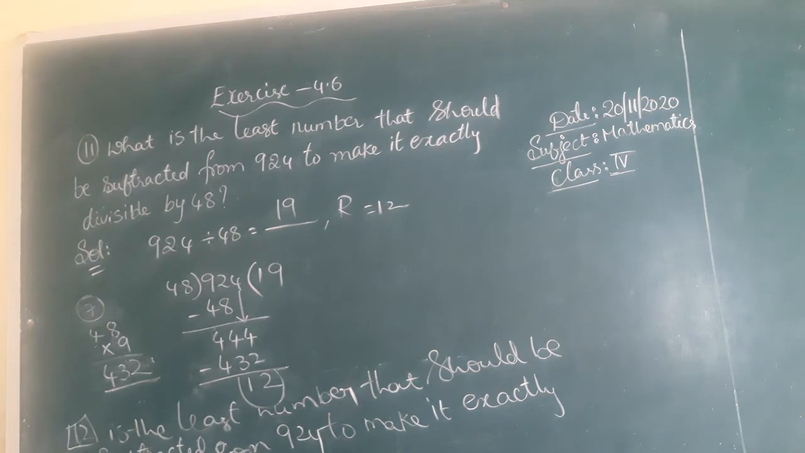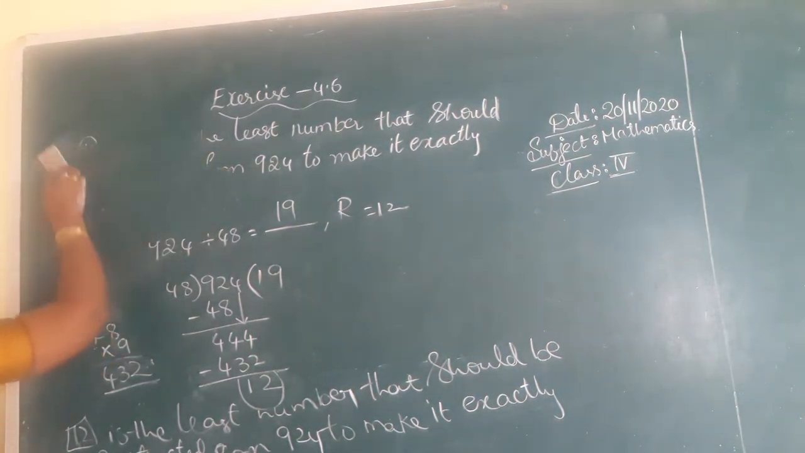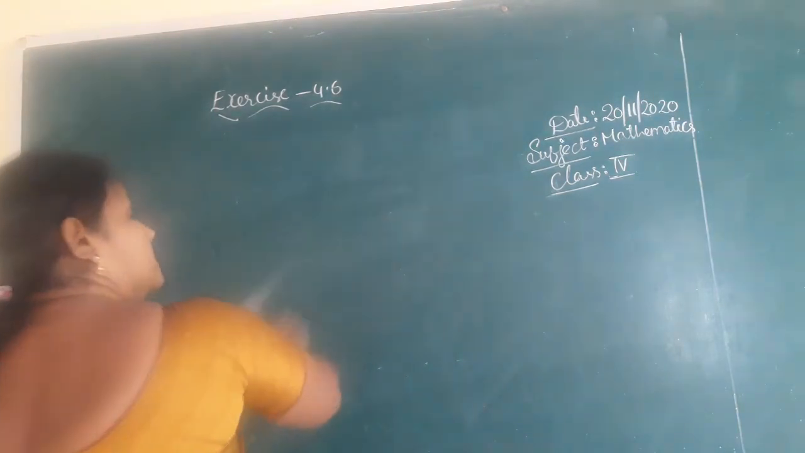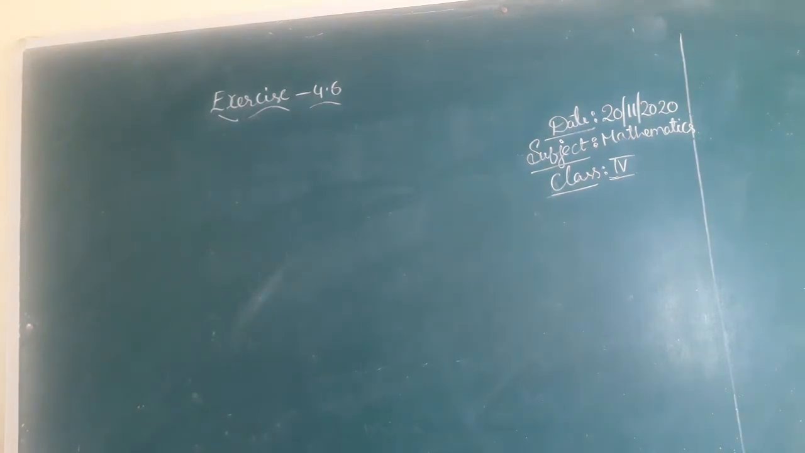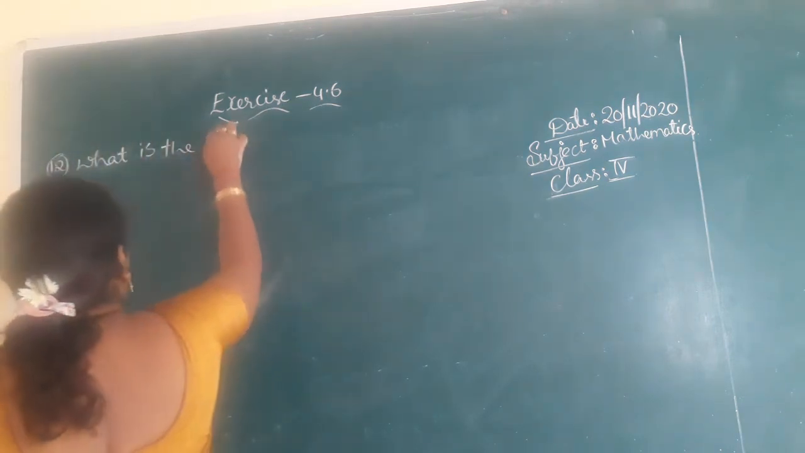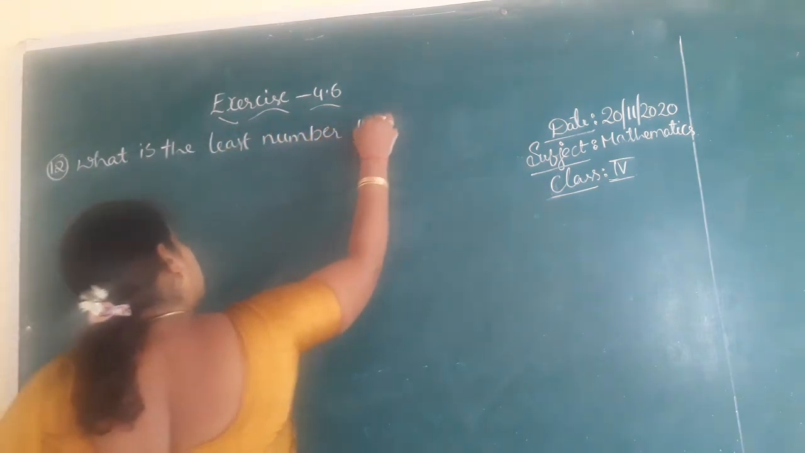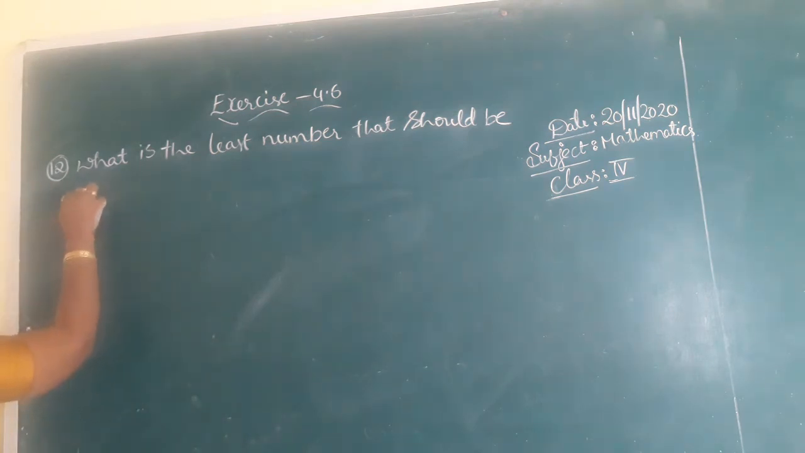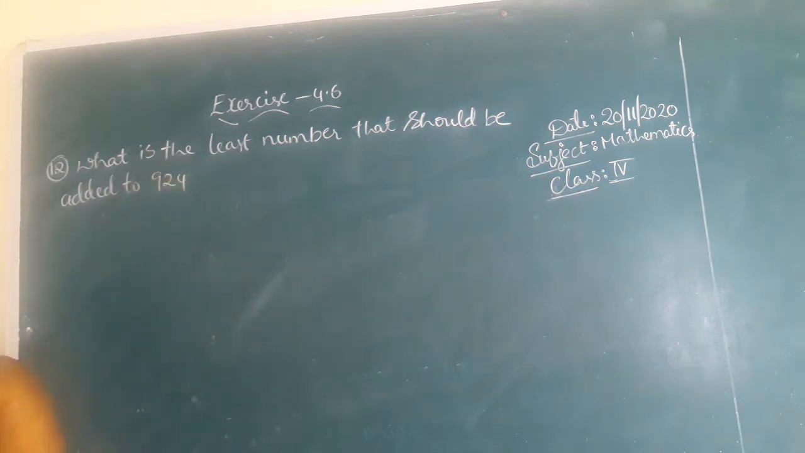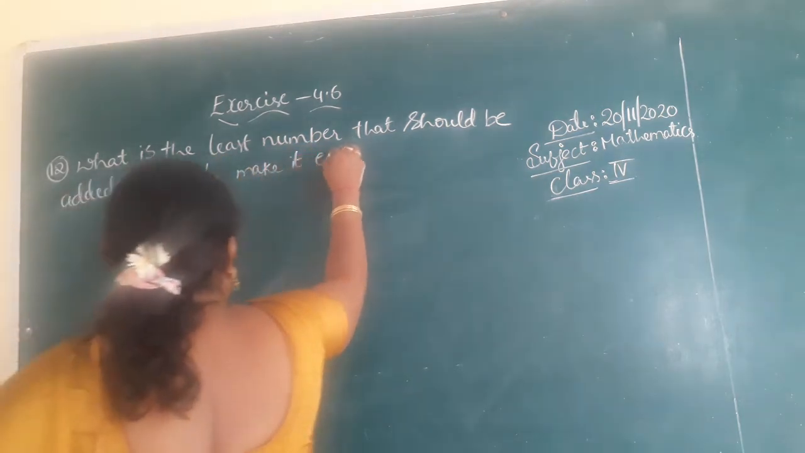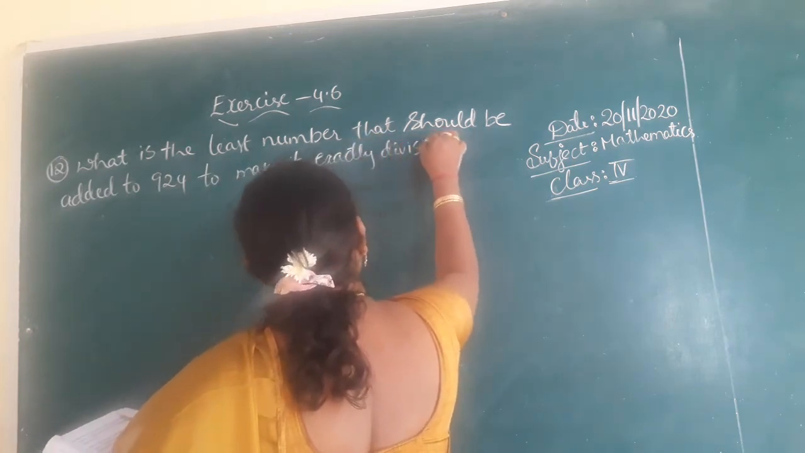See the 12th one, children. What is the least number that should be added to 924 to make it exactly divisible by 48?